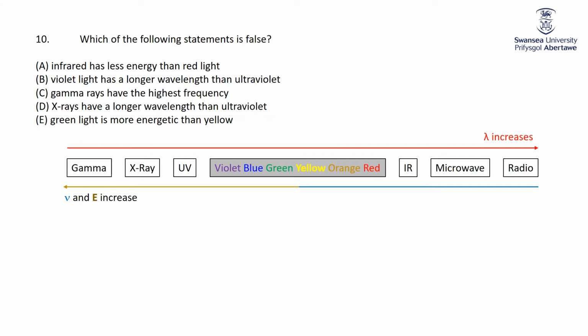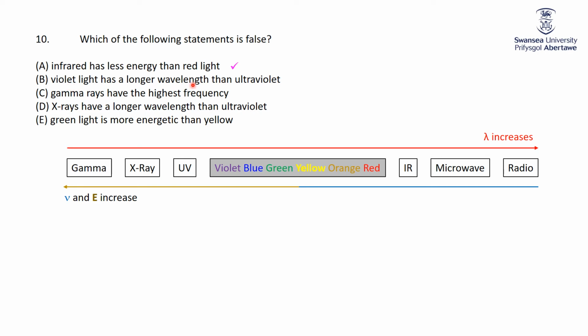Following is false, so less energy for the first one. Well, energy, of course, we're going from right to left as we increase. Infrared right there, red right there. Infrared has less energy than red because it's closer towards the lower energy end, so that one looks pretty good.